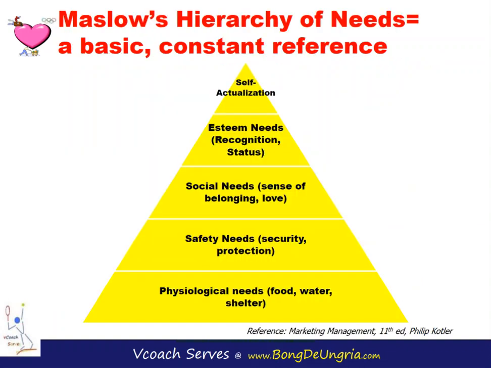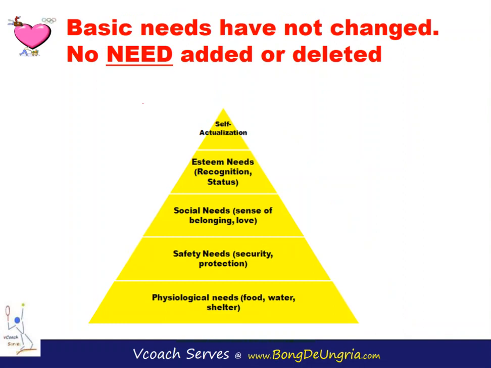For the needs, marketing usually refers to Maslow's hierarchy of needs. There are 5 levels: physiological, safety, social, esteem, and self-actualization. This has been there since the 1950s, and surprise, surprise, these needs have not changed. No new need has been added or deleted in this hierarchy.